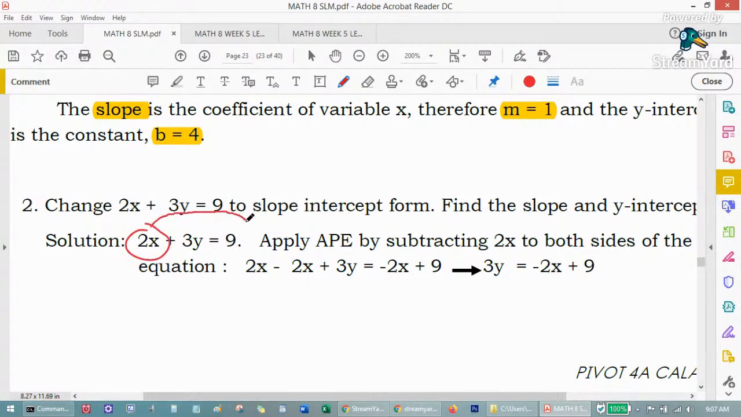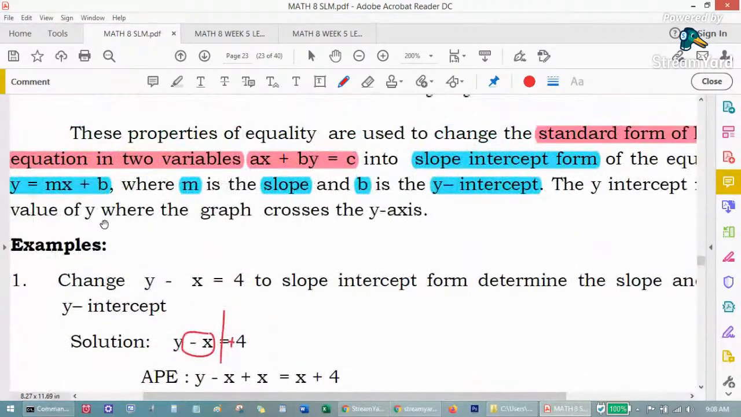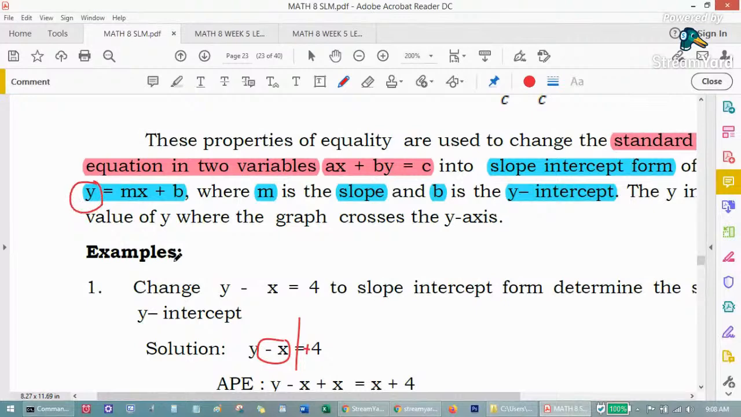Lipat natin sa kabila, sa right side, magiging negative 2x. Okay? Positive 2x, dito natin siya ilalagay pagkatapos ng equal sign. So, si 9 umusod sa right side. And then, ito na si negative 2x. Dati siyang positive 2x, nung lumipat siya sa kabila, naging negative 2x. So, ito na tayo. Check natin yung formula. Sabi ng formula, y lang ang nandito sa left side.